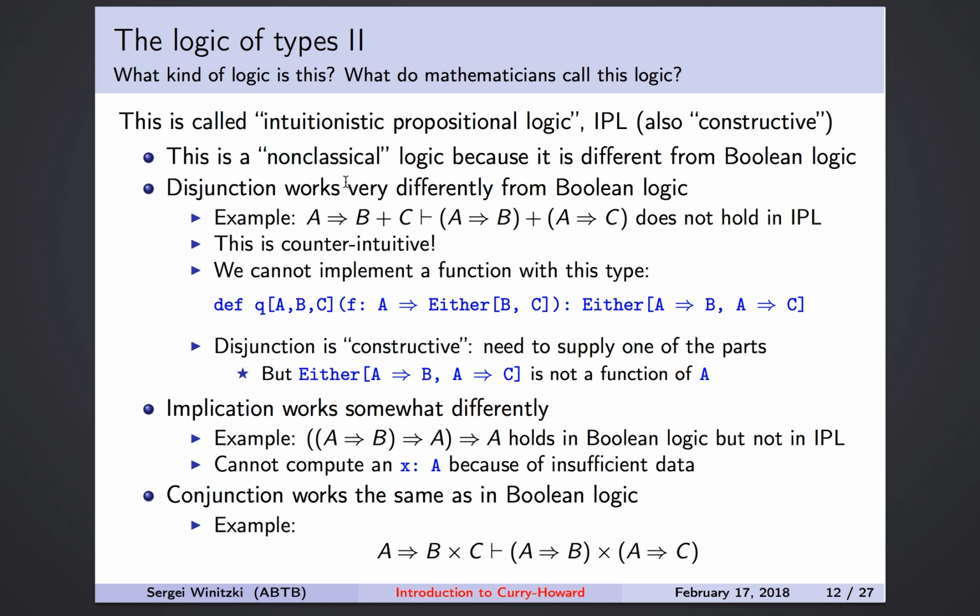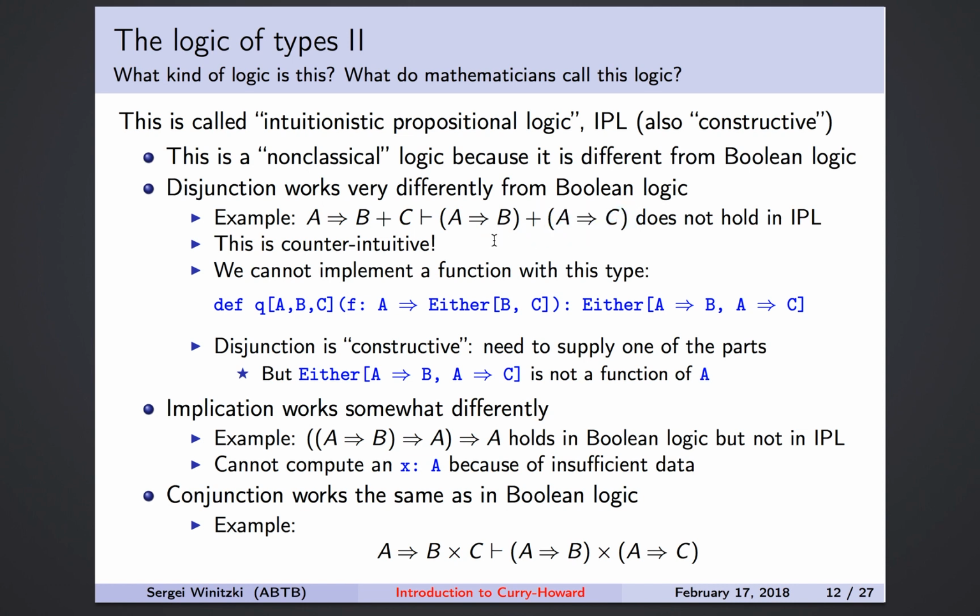So actually, this logic, the logic of types, as I call it, or intuitionistic propositional logic, is very different from Boolean logic in certain ways. It's similar in other ways. Disjunction, for instance, works very differently. Here's an example. Consider this sequent. If it is given that from A follows B plus C, then either from A follows B or from A follows C.